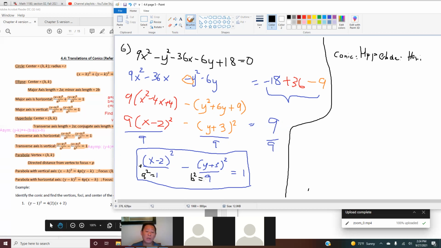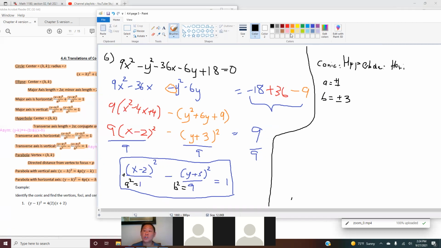So now we need to figure out what your a, b, c are here. So a in this case is plus minus 1. And what is b in this case? Plus minus what? 3. And we also need to know your center. So what is your center in this case? 2 and -3. So 2 and -3, and this is your center. And this is your a and b.